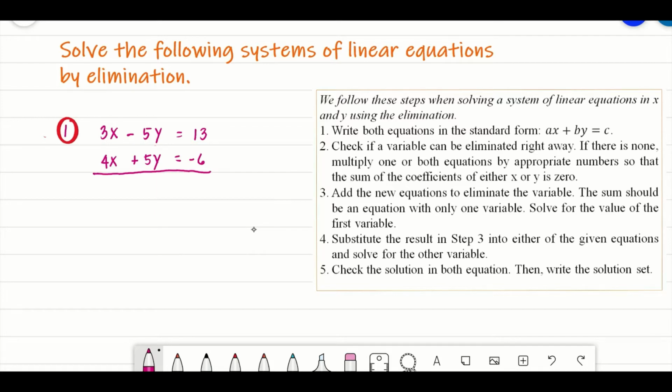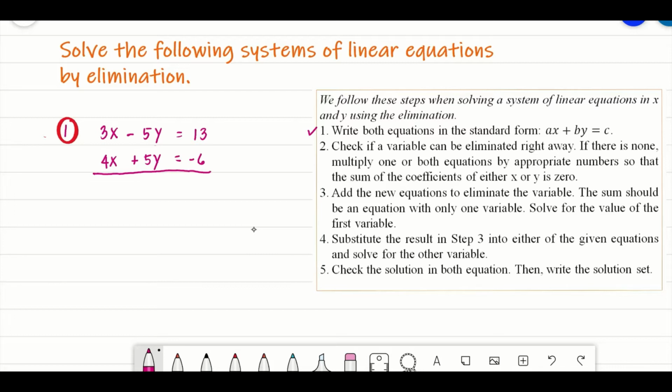Here we have to check if both of our equations are written in standard form, that is, in the form ax plus by equals c. We have 3x minus 5y equals 13, and we can see that the first equation is already in standard form, so there's no need for us to rewrite it. The second equation is 4x plus 5y equals negative 6. Like the first equation, the second equation is already in standard form. So we are done with step 1.